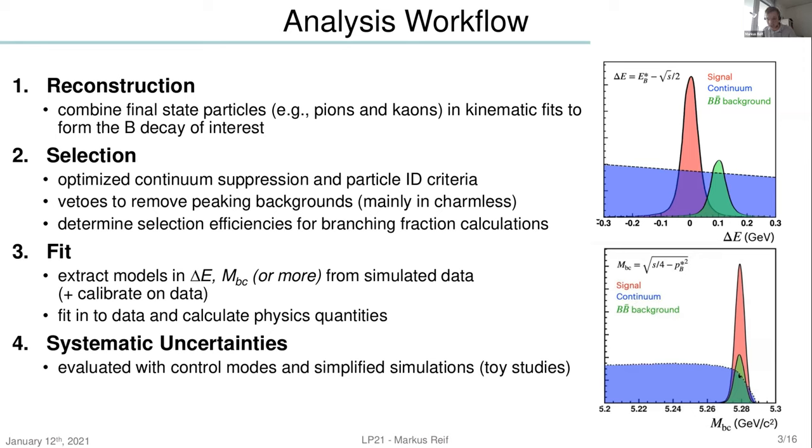And you can see that this has nice distinction power between q q bar events, or continuum events, which are flat, and actual B B bar events, which peak at the B mass. And delta E has distinction power between actual signal events and some other B B bar decays, for example, where we might have misidentified a pion as a kaon, which is then slightly shifted. And the last step is to calculate our systematic uncertainties.